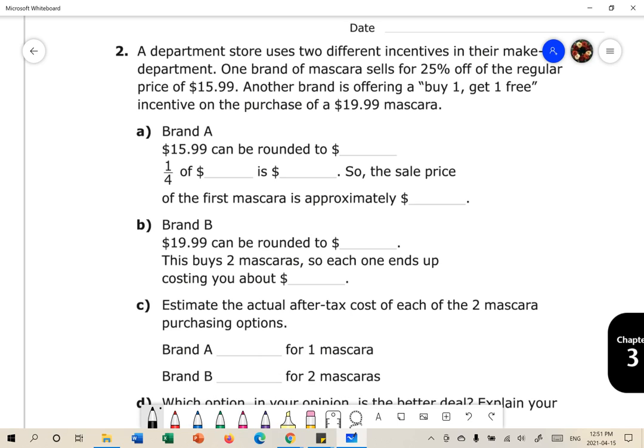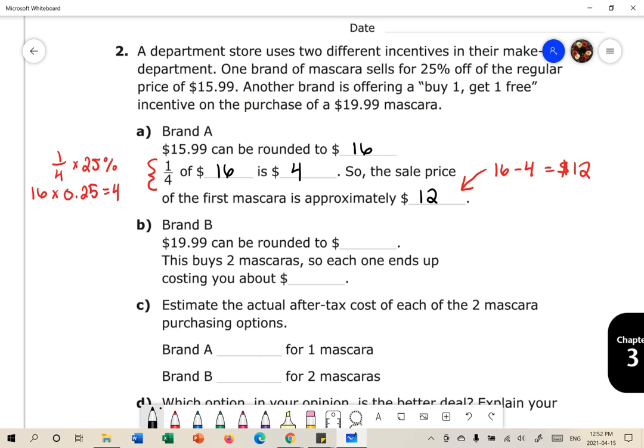So brand A is reducing their price, about 25% off. $15.99 can be rounded to $16. 1/4 of $16, well, 1/4 is 25%, which is 16 times 0.25, which is equal to 4. So 1/4 of $16 is $4. So then the sale price of the mascara for brand A is 16 minus 4, $12.